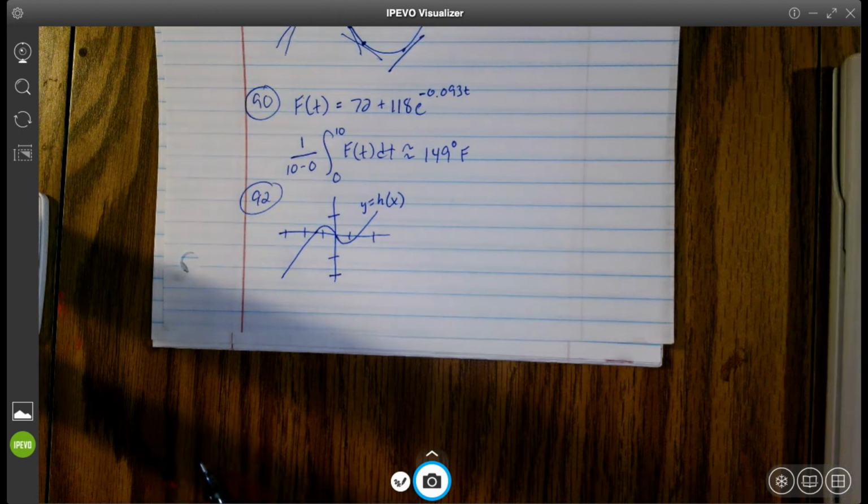All right, this is a solution video for problem number 92. It says the graph of the function h is shown in the figure above. Of the following, which has the greatest value?